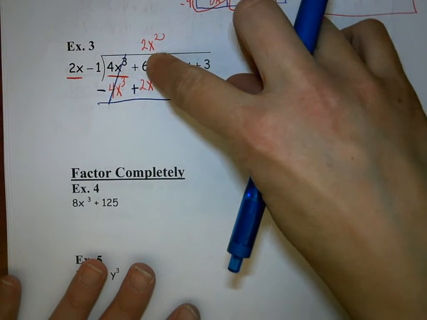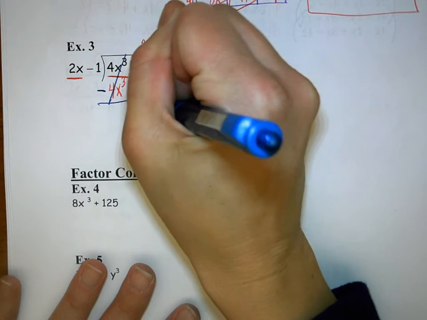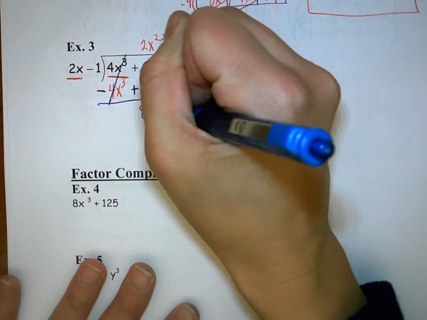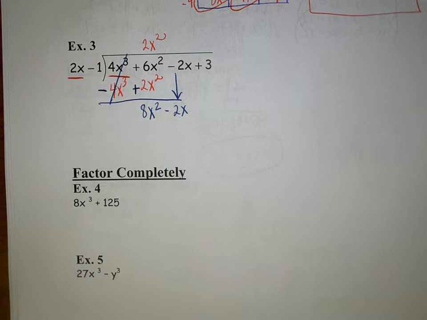And then you have 6 plus 2, which makes 8x squared. And you bring down your next term, which is minus 2x. So now what two terms am I looking at?